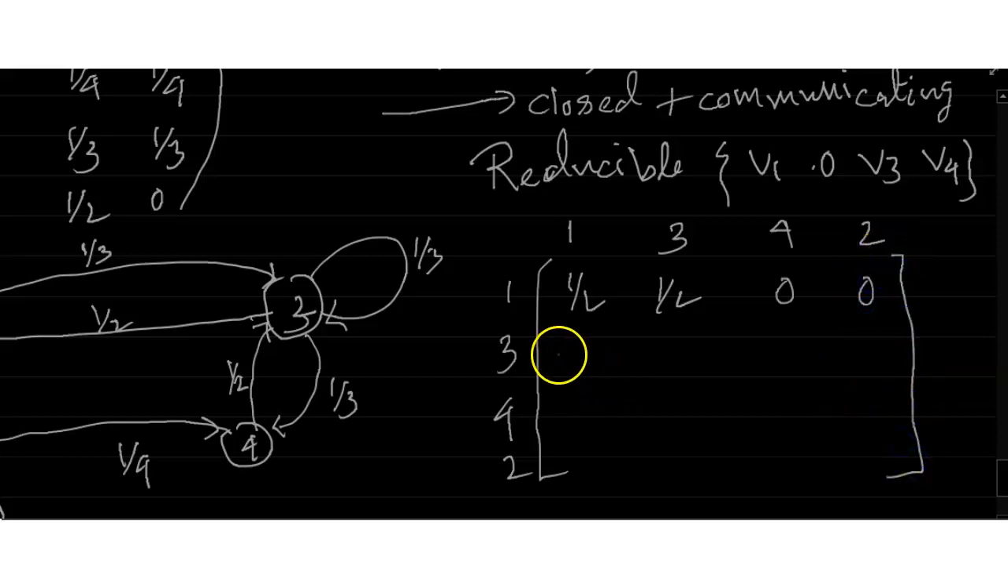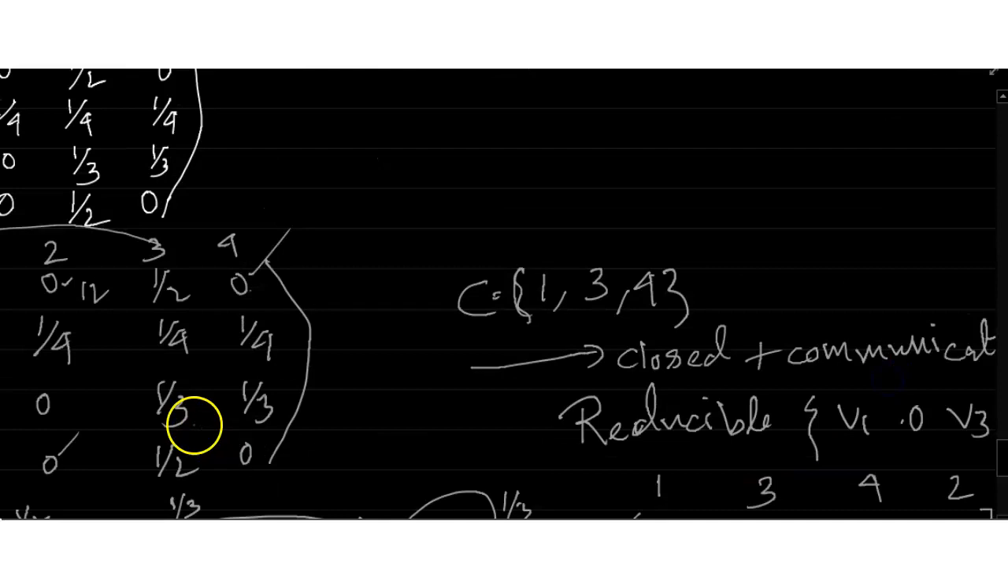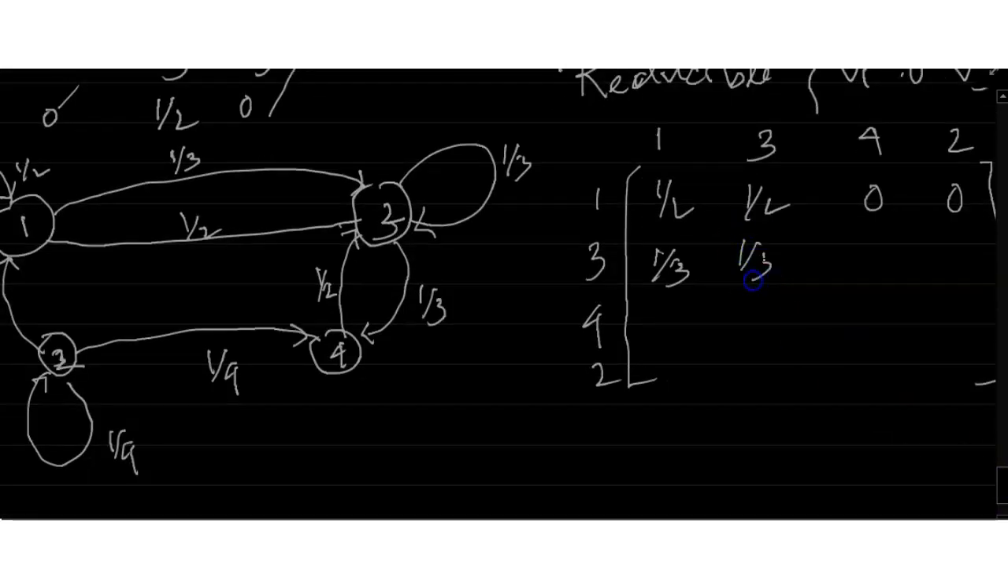And 3 1 is equal to 1 by 3. So I get it is 1 by 3. And 3 3 is equal to 1 by 3. So this way you get, friends, very simple. So 3 2 is 0. And 4 1 is equal to 1 by 2.